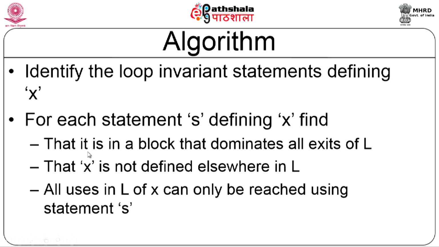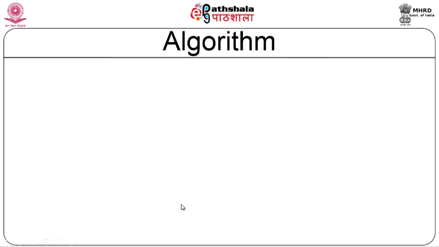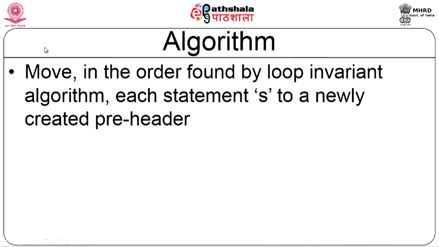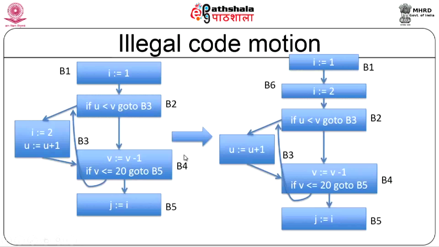So, you are not defining x again in the loop, and all uses of x in L can only be reached using this statement. The statement that computes x should be encountered first, and it should be used by subsequent statements. After doing this, move each statement S, in the order found by the loop invariant algorithm, to a newly created pre-header. So, you create a pre-header and then move these statements, ensuring that the properties have been satisfied.